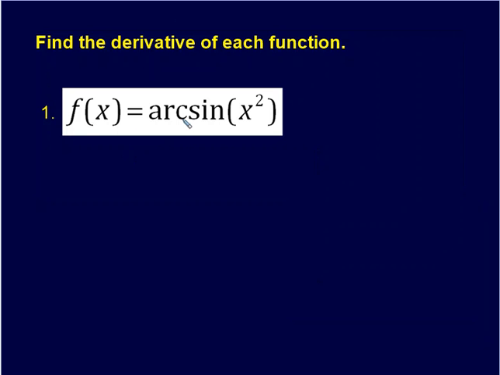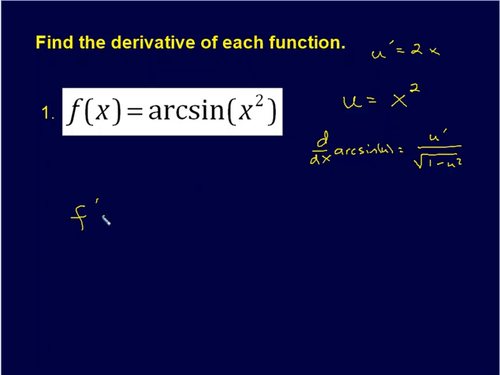So here I've got an inverse sine function, but it's not inverse sine of x, it's inverse sine of x squared. So to make use of the chain rule, let's substitute u for the inner expression, x squared, and then we're going to use that differentiation rule that the derivative of arc sine u is simply u prime over the square root of 1 minus u squared. So u is x squared, and we could make a note also that in this case u prime will be the derivative of x squared, which is 2x.